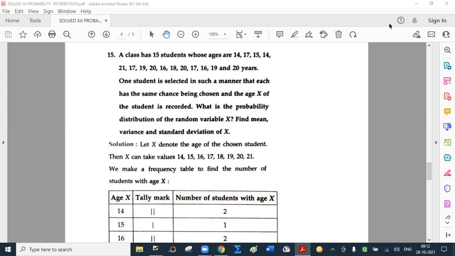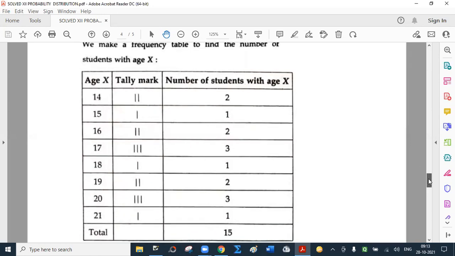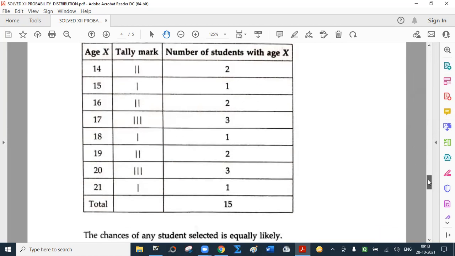Solution. Let X denote the age of the chosen student. Then X can take which values? 14, 15, 16, 17, 18, 19, 20 and 21. So these are the values of X. Tally mark means what? Observation 14 occurs how many times? 2 times. So there are 2 students. In the exam, you can avoid this tally mark and say that 14 occurs twice. So the frequency of this observation is 2 and so on.